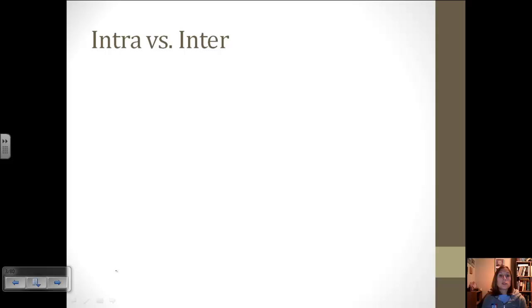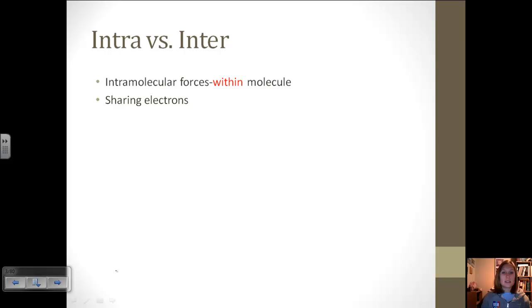Now there is a difference between intra and inter. Okay, intramolecular forces means it's within the molecule. So if you remember when we talked about polarity and the dipoles, we were talking about a dipole within a bond between two atoms in a molecule. So this involves sharing electrons. What we're going to focus on is intermolecular forces.